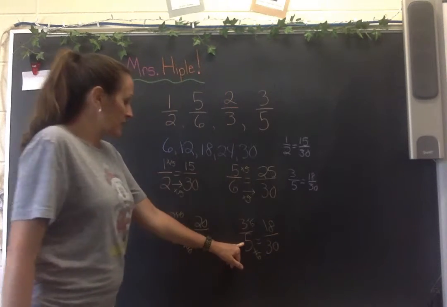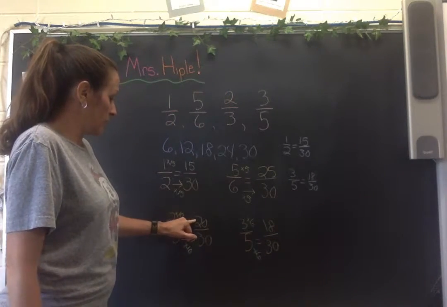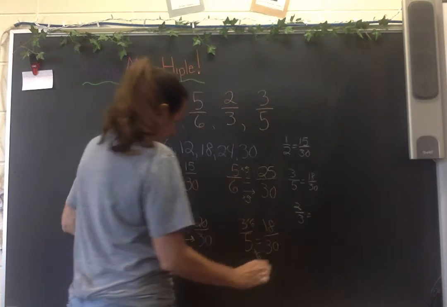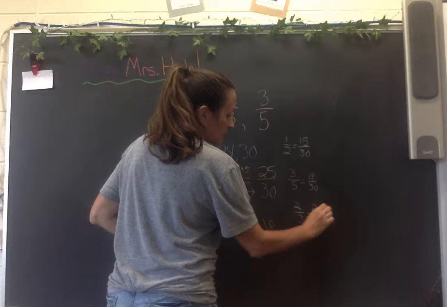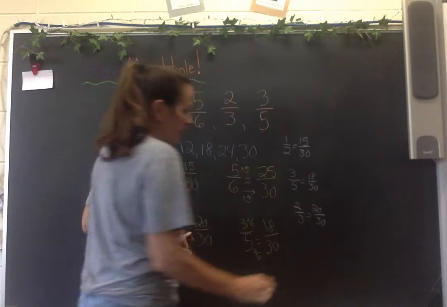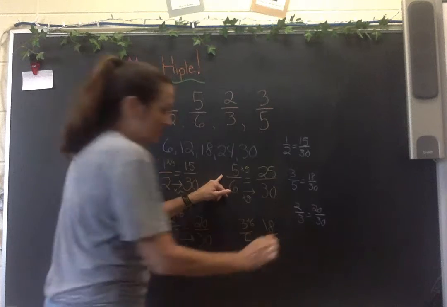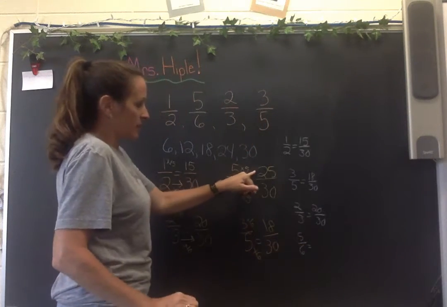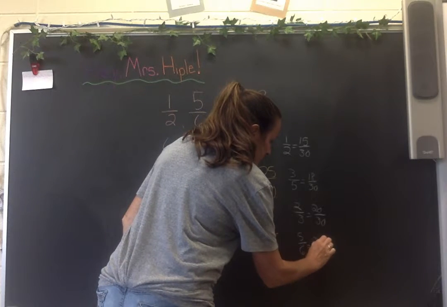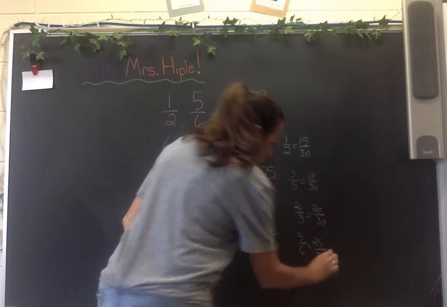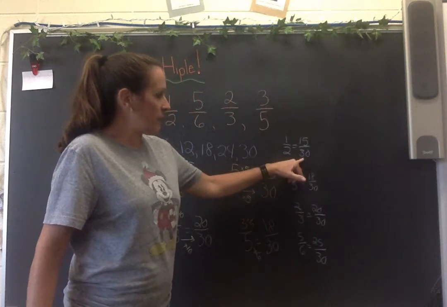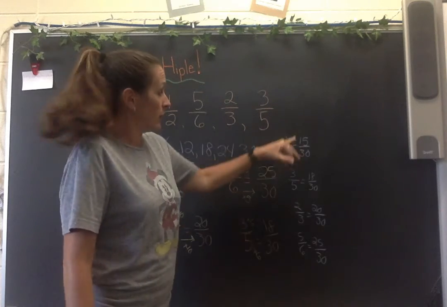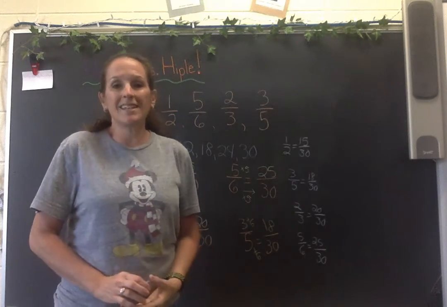Okay. The next largest number would be 20. So then I had 2/3, which was the same as 20/30. And then last but not least, 5/6, which is the same as 25/30. So you can see that all of my fractions have a common denominator, and you can see that I've ordered them based on the numerator: 15, 18, 20, 25.